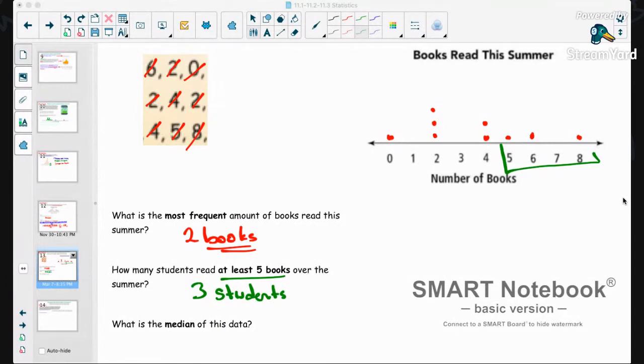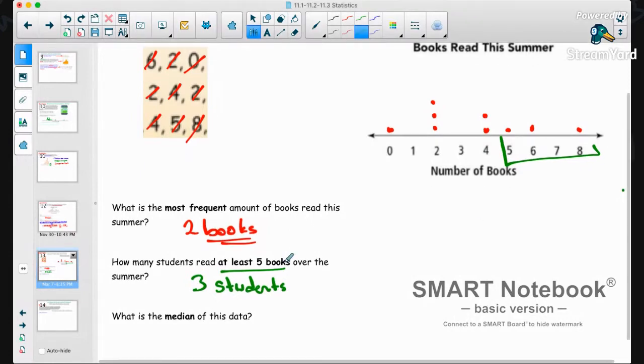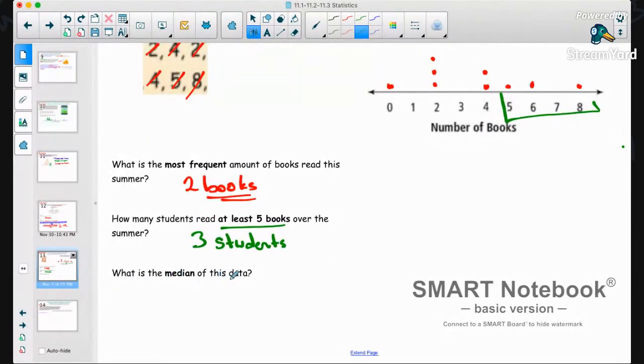Let's continue. Now, what is the median of this data? You need to order all the given data from least to greatest, and then you need to get the number in the middle. To be able to find the median, you need to order the number of books.